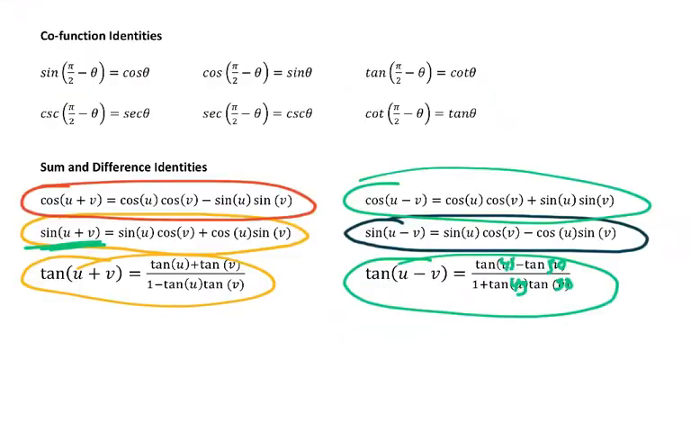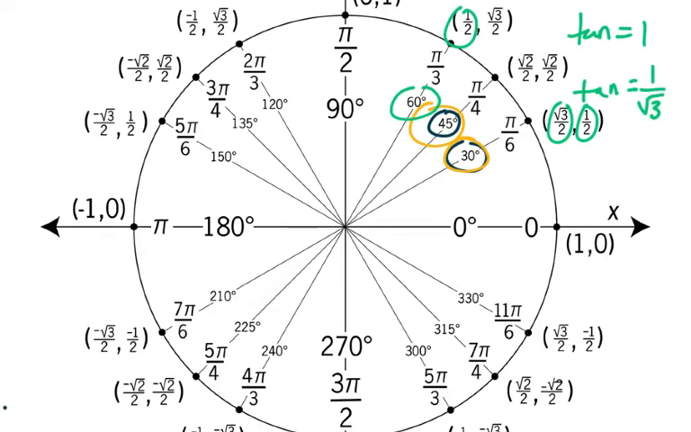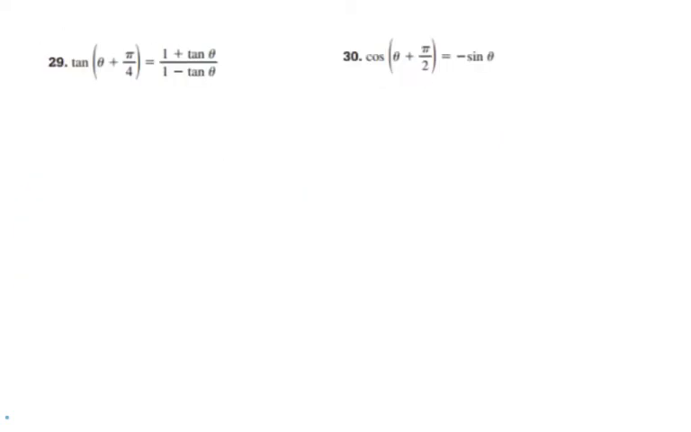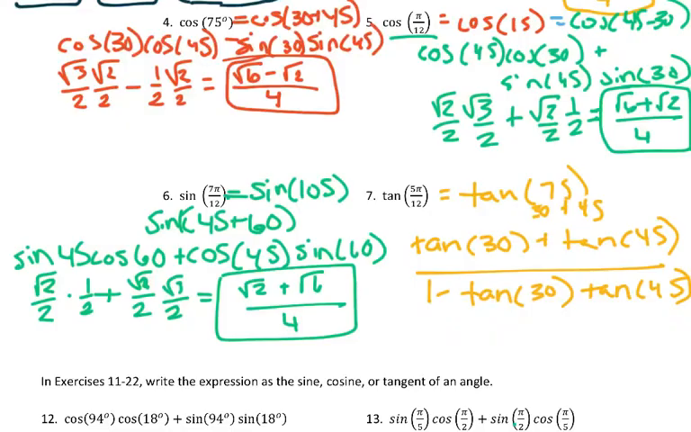So we need the tangent of 30, and so the tangent of 30 is 1 over the square root of 3, and the tangent of 45 is 1. So filling in our pieces here, tangent of 30, we said was 1 over the square root of 3. Add that to tangent of 45, which is 1, all over 1 minus tangent of 30 again, which is 1 over the square root of 3 times 1, which I'm not really going to put in there.